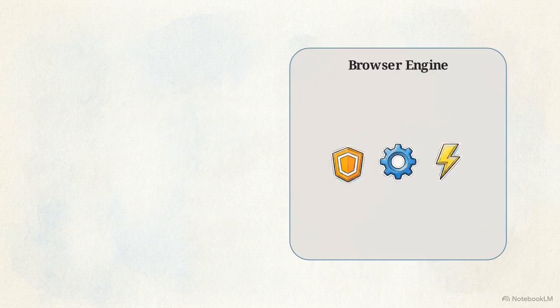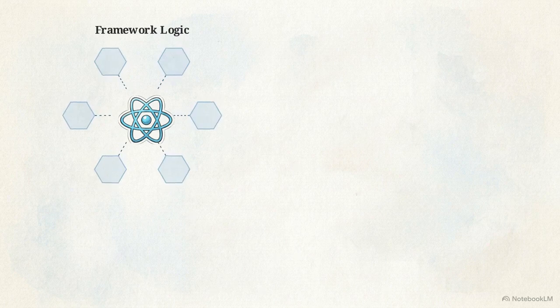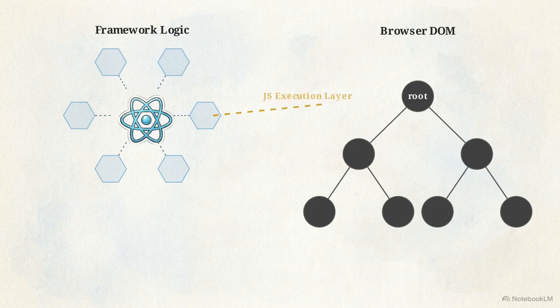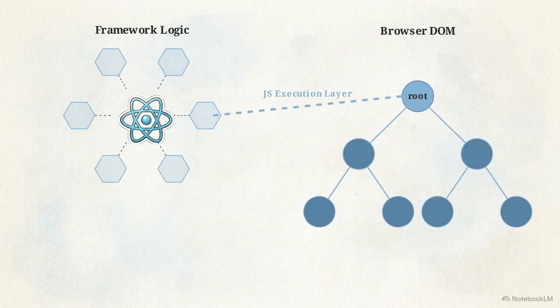Web browsers natively execute static HTML, standard CSS, and vanilla JavaScript. They lack an internal engine designed to parse React components. This diagram illustrates the core constraint. On one side, the dynamic internal logic of a JavaScript framework. On the other, the browser's rigid document object model, or DOM. To function, it must bridge this gap, a mechanical process carried out by the JavaScript execution layer.